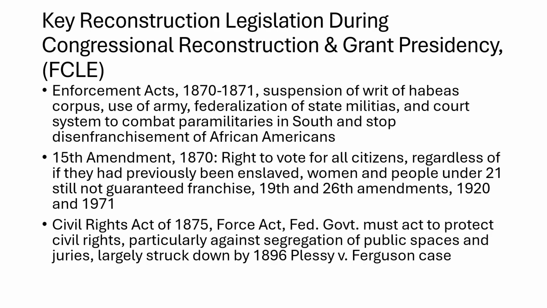Here are some really important pieces of legislation that are developed during what is called Congressional Reconstruction and the Grant presidency. Remember, Congressional Reconstruction is from 1868 to 1877, or the end of Reconstruction, and it's Congress that is primarily driving Reconstruction in this period, but they have a very supportive president in Ulysses S. Grant. Grant was supportive, whereas his predecessor, Andrew Johnson, was an obstructionist. So you have the Enforcement Acts, which were supported by President Grant.